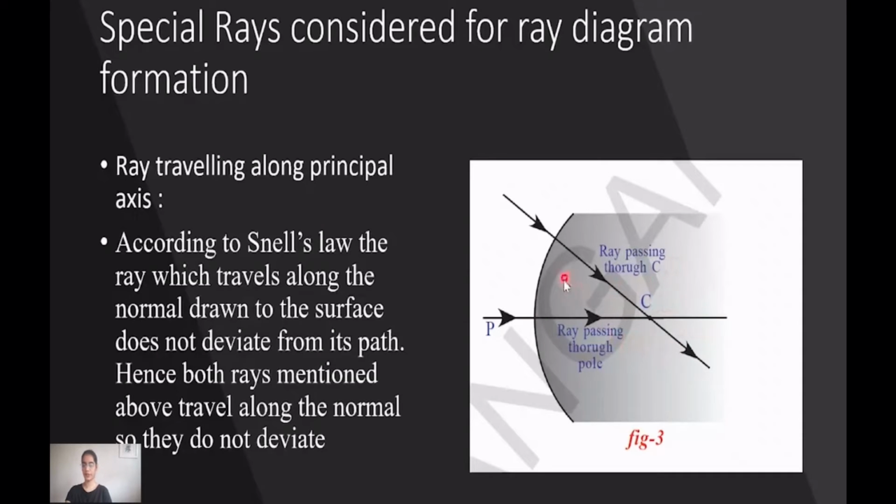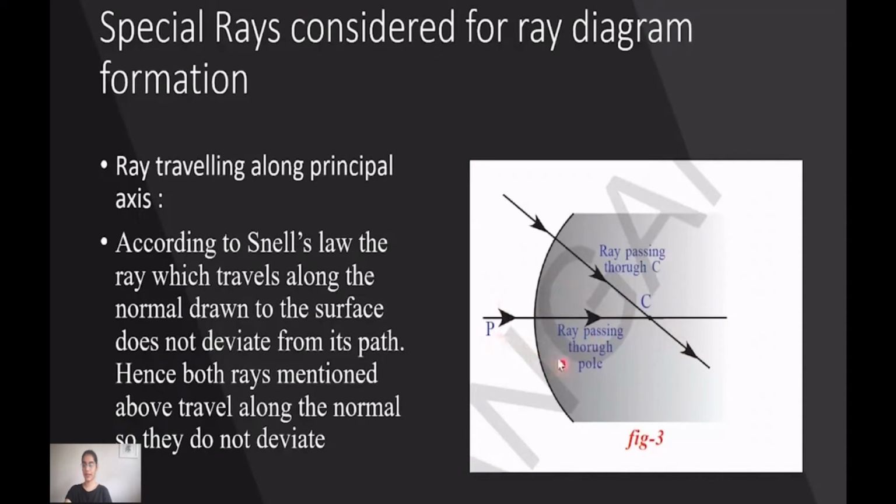Same for any ray that is going to pass through this particular point C. Any ray from here, any ray from here, any ray. If this point C is what is crossed, they go undeviated. Hence both rays that are mentioned above, the ray traveling along the principal axis and the ray traveling along the normals, they all will go undeviated. So they have to pass through C, the ray that is passing through C, or the ray that is passing through the pole.